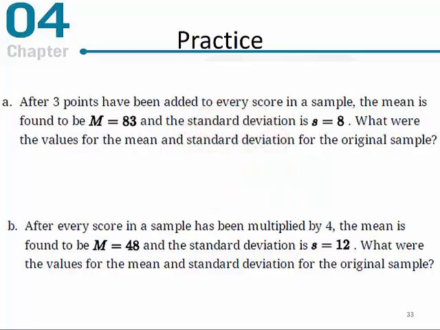So we are multiplying each score by a constant. That means that the mean is changed by that constant. We also know that the standard deviation is also changed, meaning the standard deviation is multiplied by that constant. So the mean is 48 divided by 4, which is 12. So the original score had an M of 12 and a standard deviation of 12 divided by 4, which is 3.